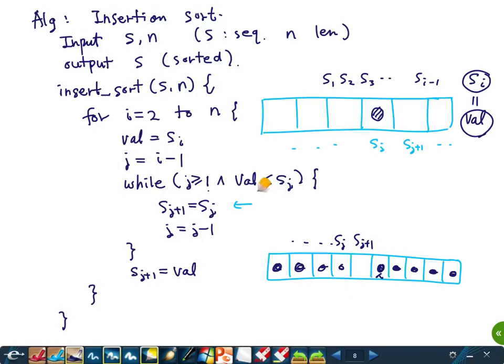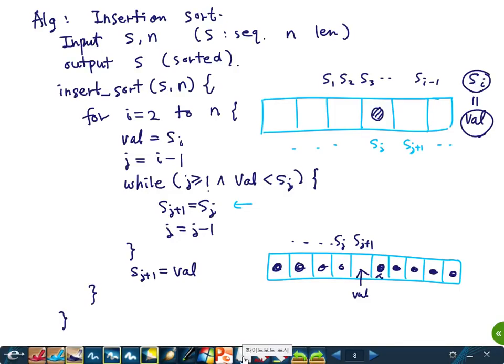So val is, this is not true. That means val is bigger than Sj. That means if you place val over here, it will be bigger than this. And this is always smaller than all of this. So it's the right place. That's the idea.